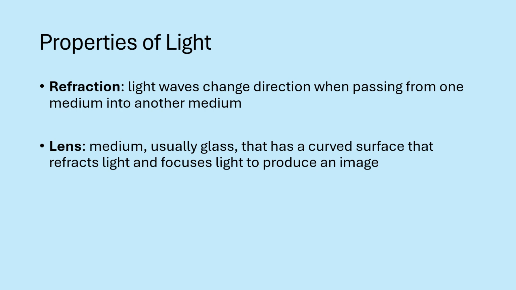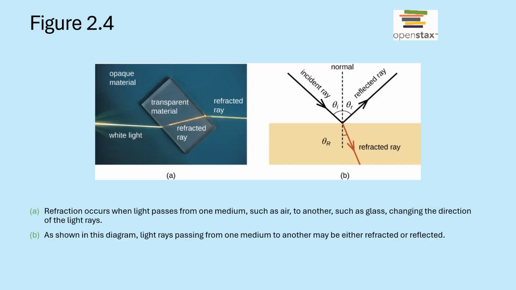Refraction is when light waves, as they're passing from one medium to another, tend to change direction. That's what refraction is referring to. The light wave bends. So when light moves from air to a different medium, maybe water, that is just one of the properties of light: the light wave is going to change direction. Lenses usually are made out of glass. They tend to have a curved surface so that they will refract light. You're trying to focus that light to a certain area to produce an image.